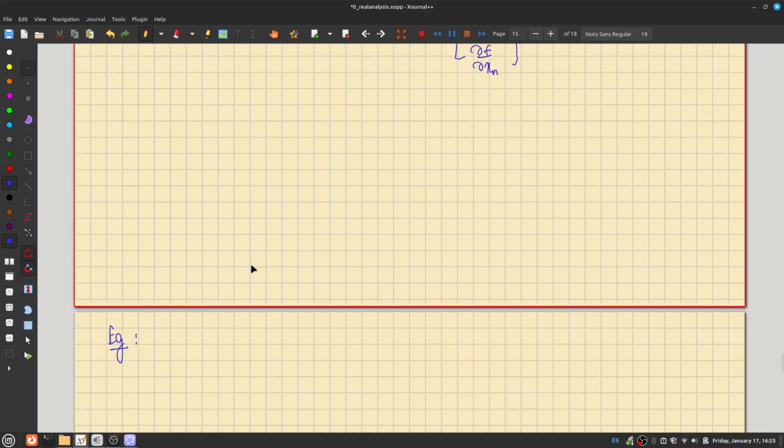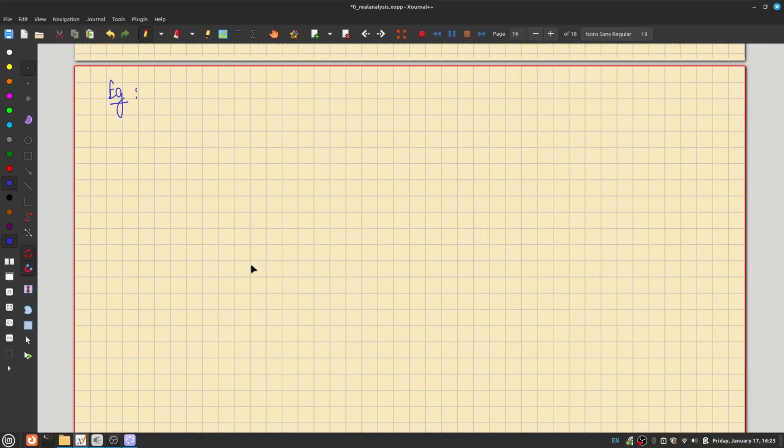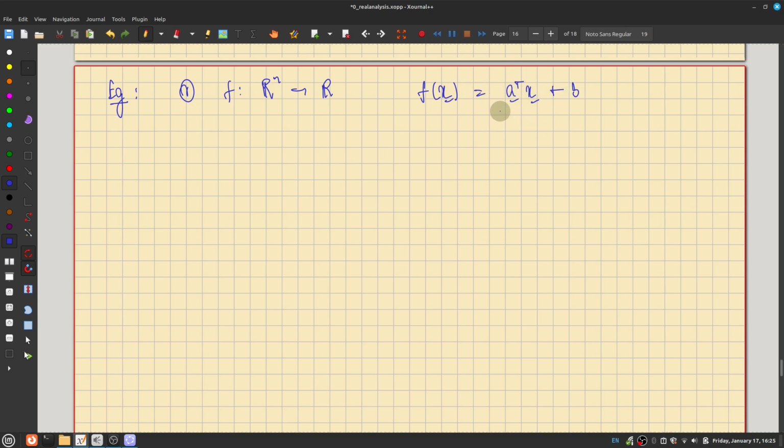Okay. Let's see some more examples to make sure that everything is firm in our mind. Let's take a very simple case. So f from Rn to R, let me say that f of x is equal to A transpose x plus b, where A is a fixed n-length vector and b is some constant. What is the derivative equal to? Is it the vector A?